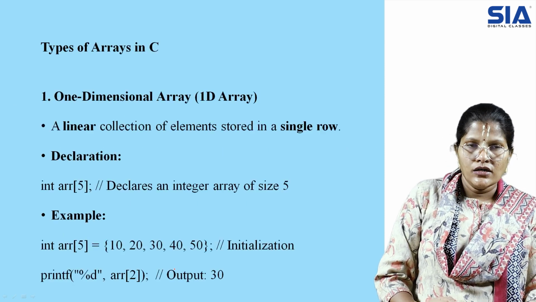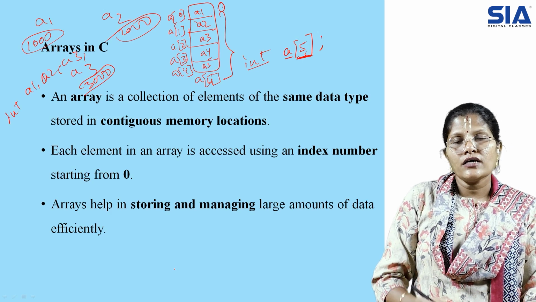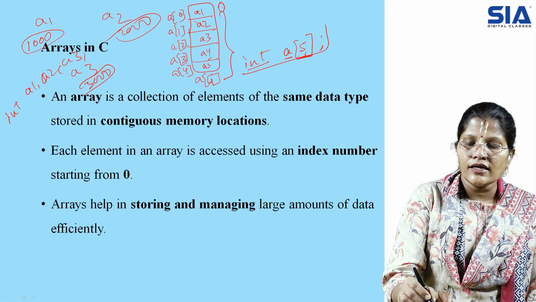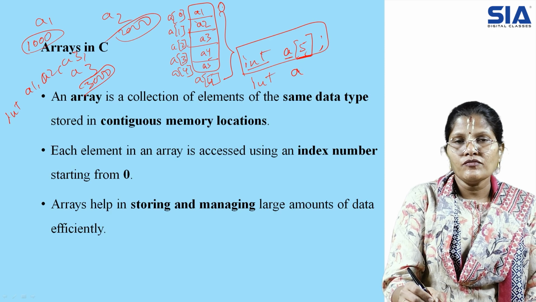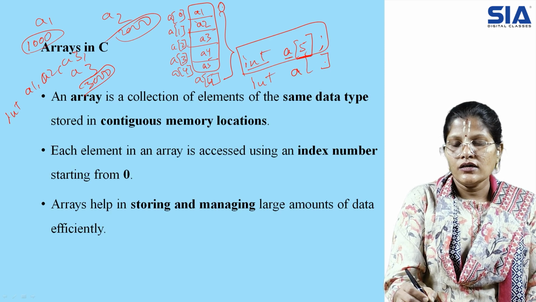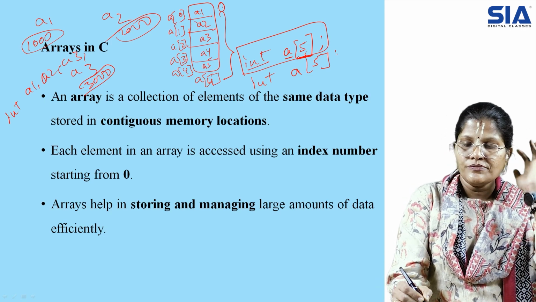I assume that array is understood here. There is int. That is how we declare an array. We declare an array like this: specify the data type, specify the name of the array, then specify the size of the array. Now this is said to be a declaration.